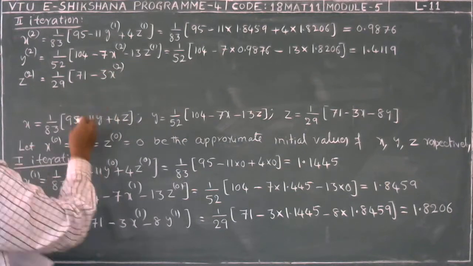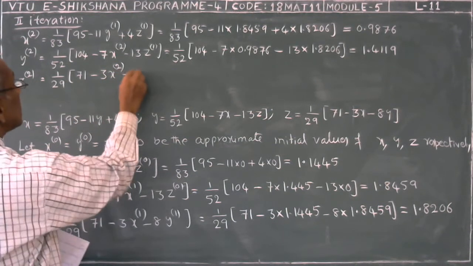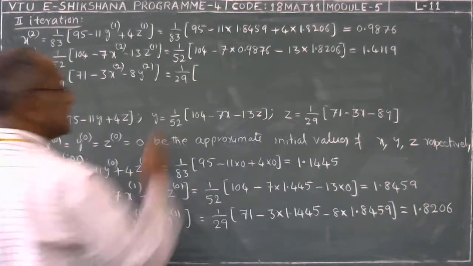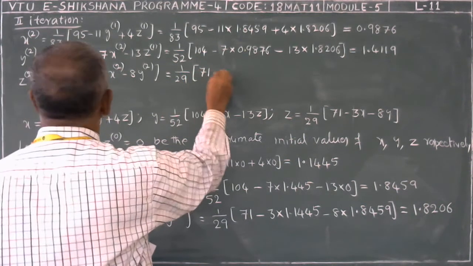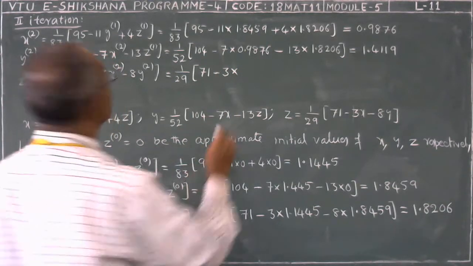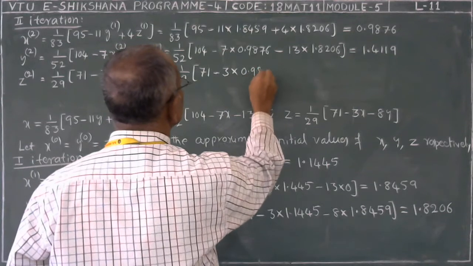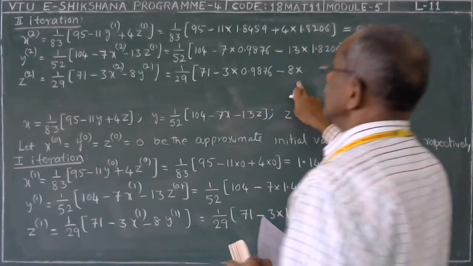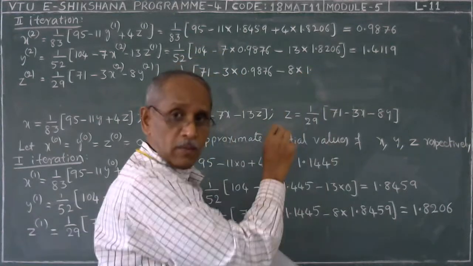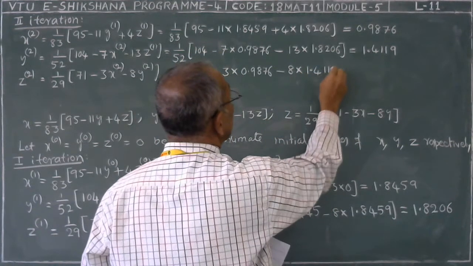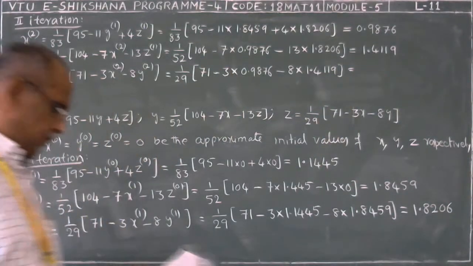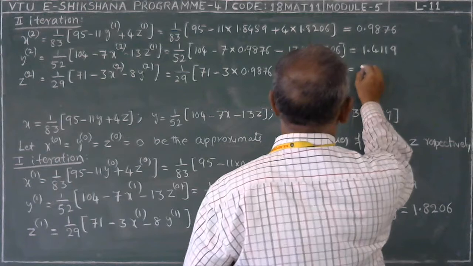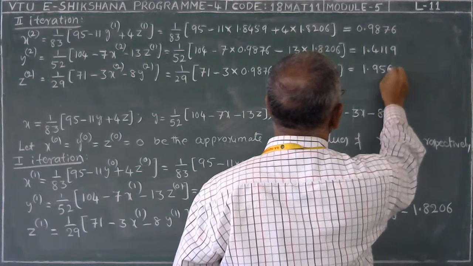Minus 3x2 minus 8y. So this is 1 divided by 29 times 71 minus 3 into x2, which is 0.9876, minus 8 into y2, 1.4119. So this is equal to 1.9566.